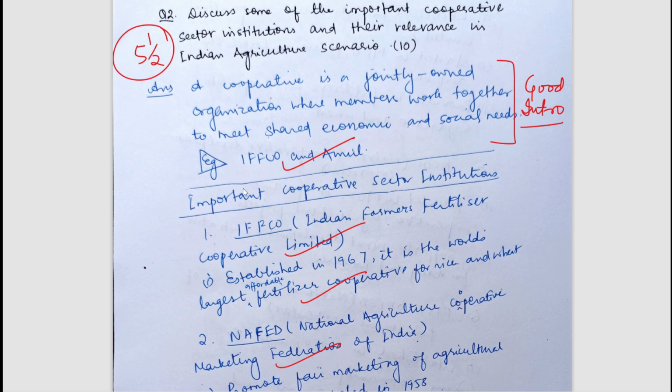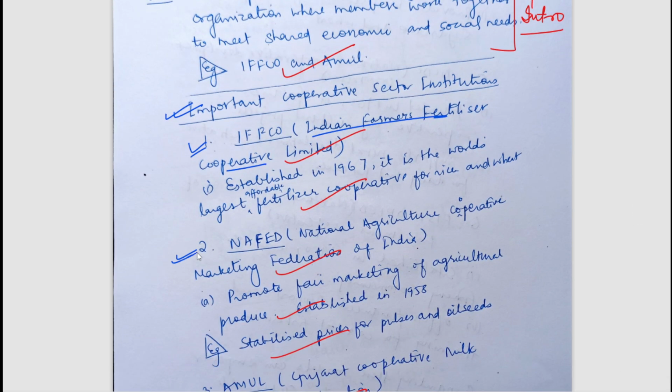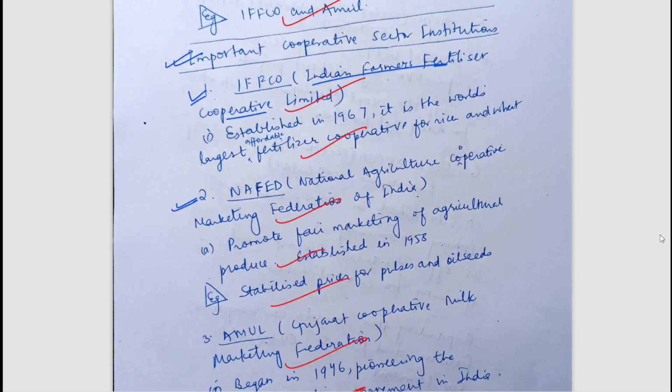So we will see the important cooperative sector institutions in India. Some of them are such as IFFCO, that is Indian Farmer Fertilizer Cooperative. Then we have another important one, NAFED. So all these have various functions. For example, NAFED promotes fair marketing of agriculture. It has a role in export import. So all these things.